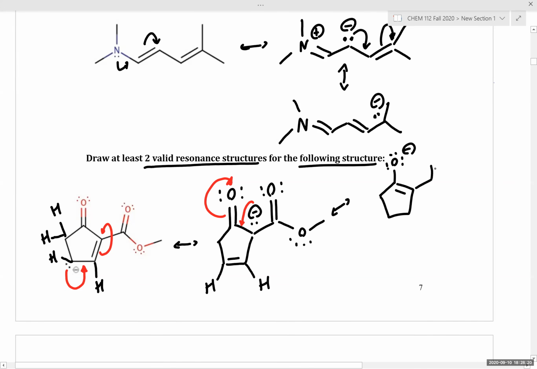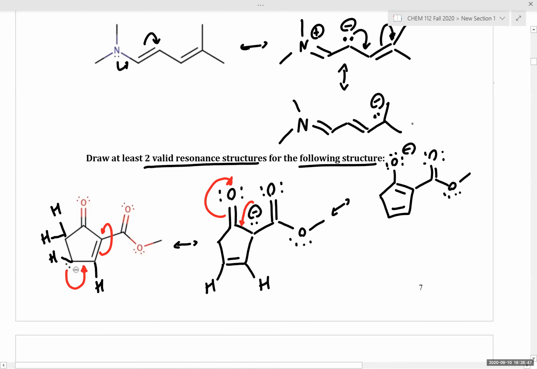So I really try whenever possible to keep my resonance structures as simple as possible when it comes to arrow pushing. I like to draw one arrow pushing step at a time. It keeps my thoughts organized and it keeps things from getting too messy. So, do these resonance structures make sense?